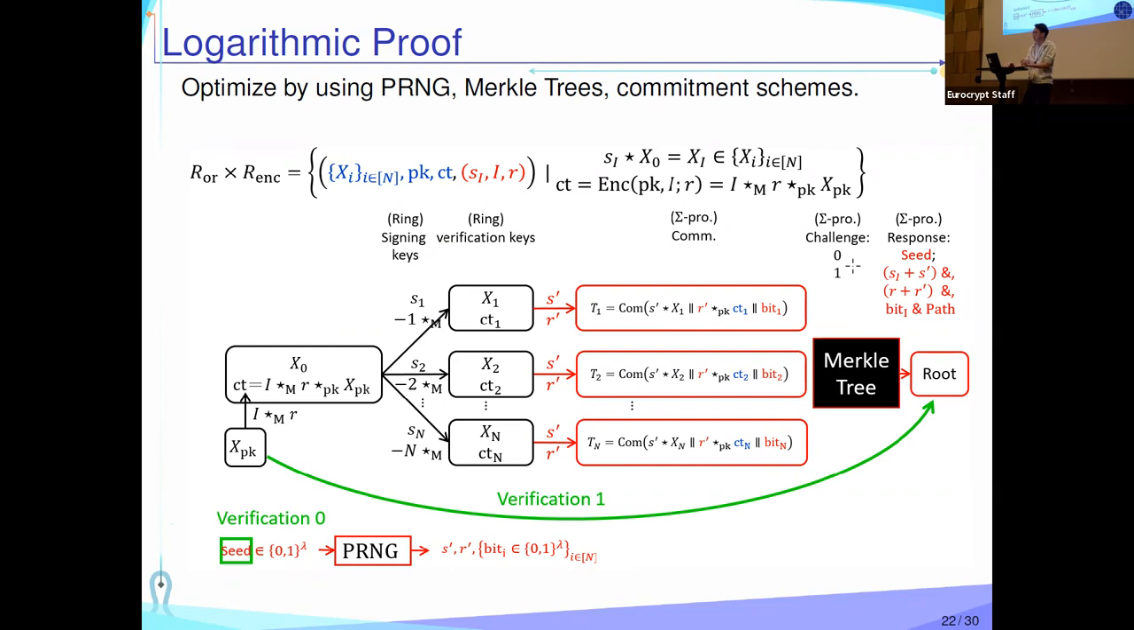And the challenge is also either 0 or 1 here. And if the challenge is 0, the prover now just provides a seed. And the verifier recomputes all this randomness and checks whether the verifier can obtain the same root. Now, if the challenge is 1, then the prover provides the randomness b for the commitment scheme and the path of the Merkle tree leading to the root. And the verifier just checks whether this additional information can lead to the same root. If so, accept, otherwise he rejects.